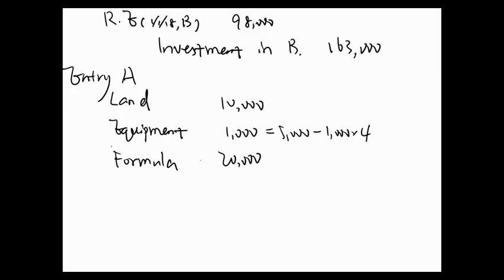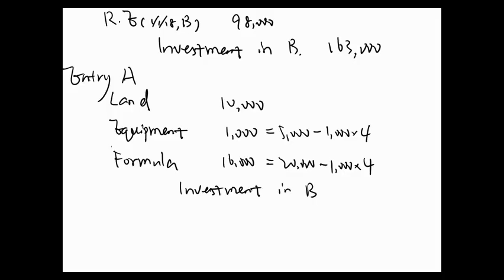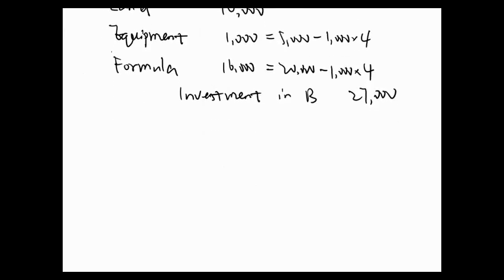Sorry, no. We still need to consider amortization for the formula. That would be 16,000, equal to 20,000 at the beginning minus 4 years of amortization. Alright, so that's the amount for formula, and then we credit investment in Bradford, for a total of 27,000. Okay, so that's entry A.